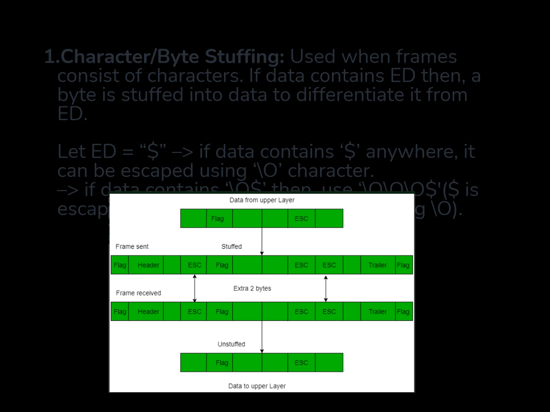Whenever the receiver encounters the escape character, it removes it from the data section and treats the next character as data, not a delimiting flag, so it is very useful. Byte stuffing is a very important thing. If the escape character is part of the text, an extra one is added to show that the second one is part of the text only. So the escape character can be used anywhere.